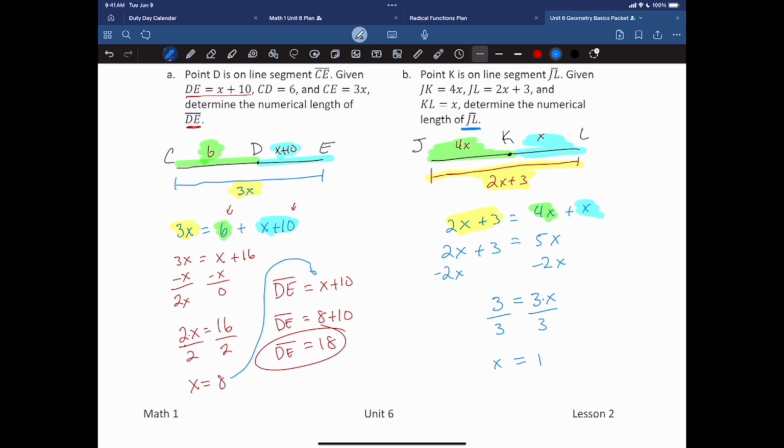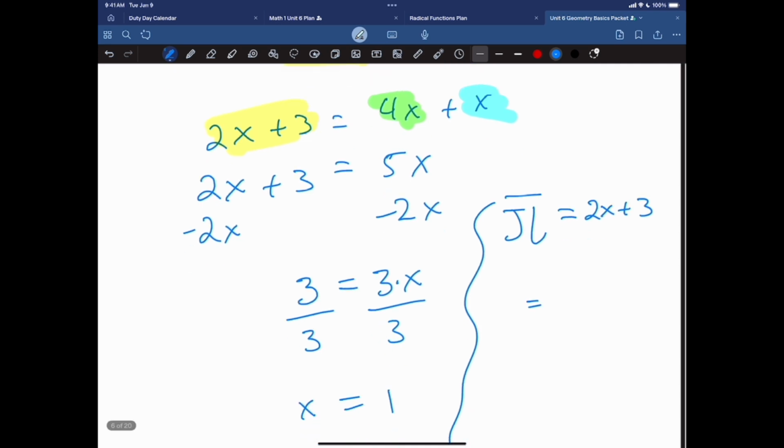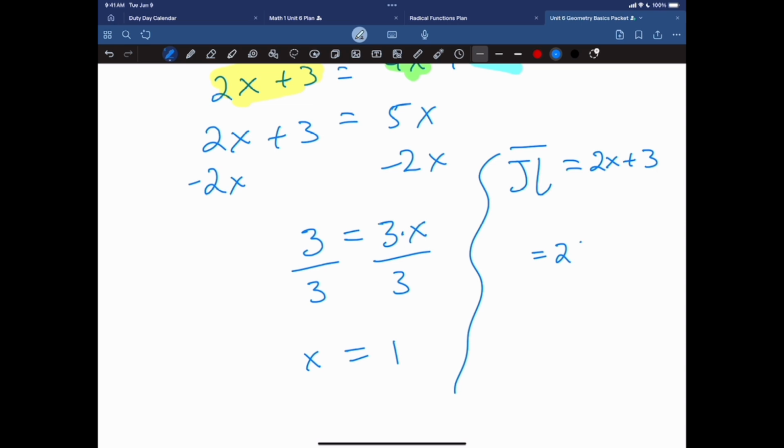Our final answer, what it's asking for, is the length of JL, so the whole entire line segment. So JL, according to this right here, is 2x plus 3. So we're going to do 2x plus 3, and we're going to go ahead and plug in 1. So we get 2 times 1 is 2. 2 plus 3 is 5. So my final answer ends up being 5. JL ends up being 5.